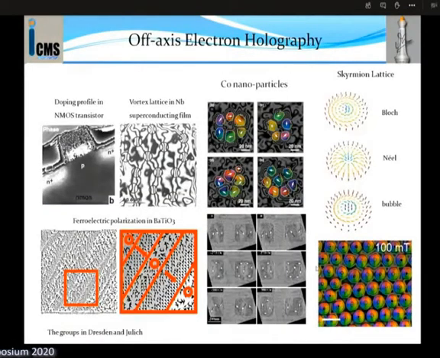Holography at medium resolution is a well-established technique to image electromagnetic fields in materials. Here are some examples from the literature. For example, doping profile in an NMOS transistor, then vortex lattice in an iron superconducting film, also ferroelectric polarization boundaries and domains in barium titanate. And also holography has been used to image flux quanta and also remnant field in a cobalt nanoparticle, and also to image the fermion lattices.